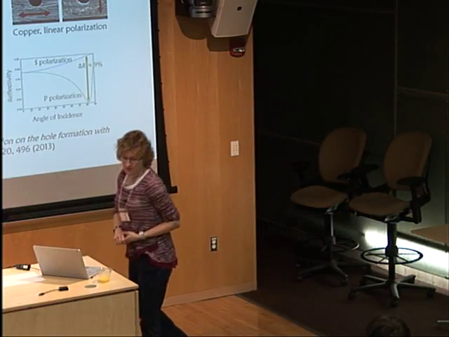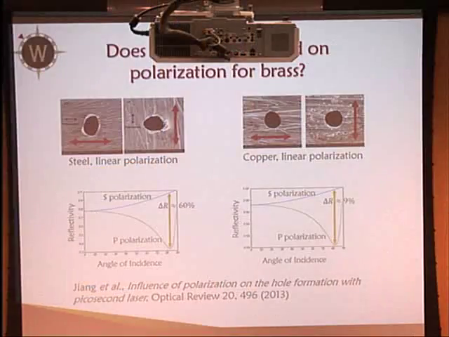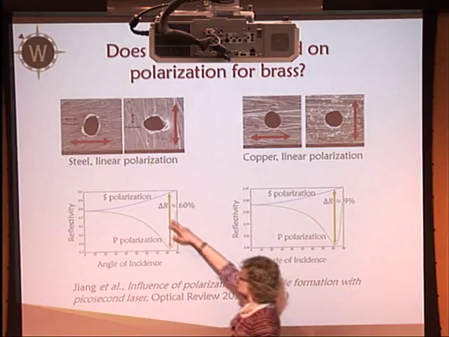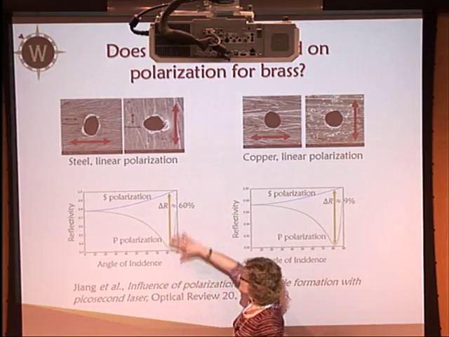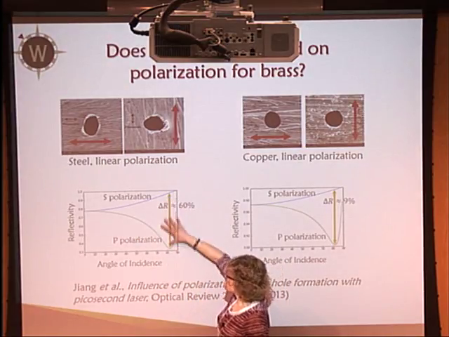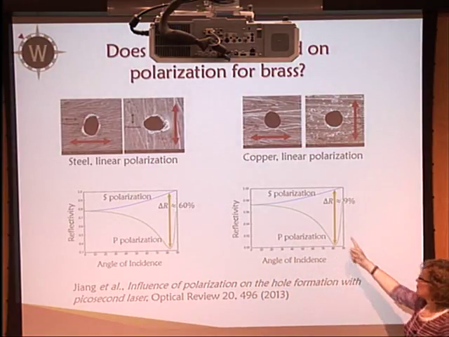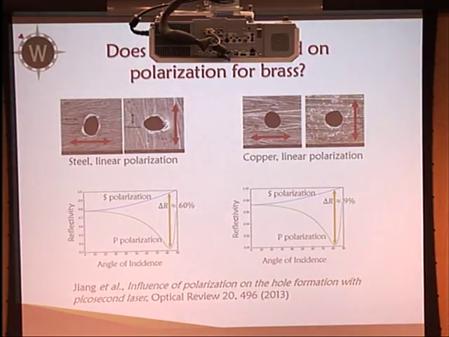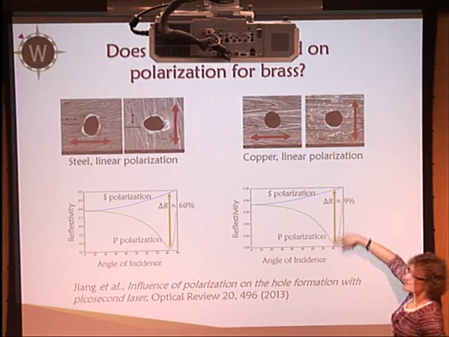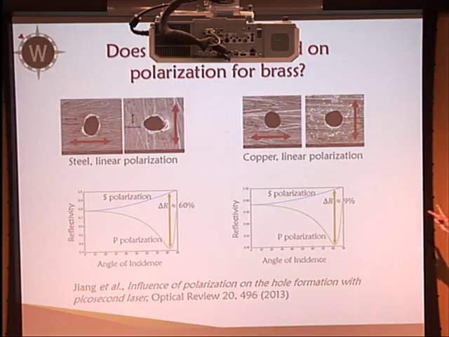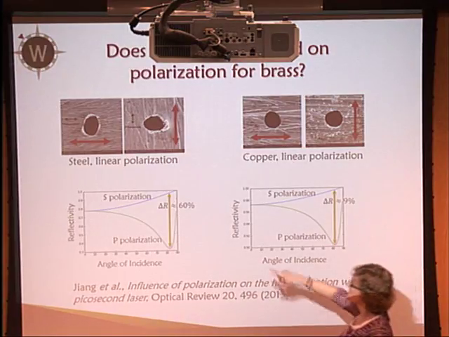And the authors attribute that to the changing reflectivity for these two polarizations. So the horizontal and vertical, they're also called S and P polarizations here. For steel, the difference between them, especially for large angles, is about 60%. For copper, it's less than 10%. And if you picture something that has pretty much no difference, right, then it shouldn't affect your outcome at all. Right? So copper is nice and round, doesn't make a difference.